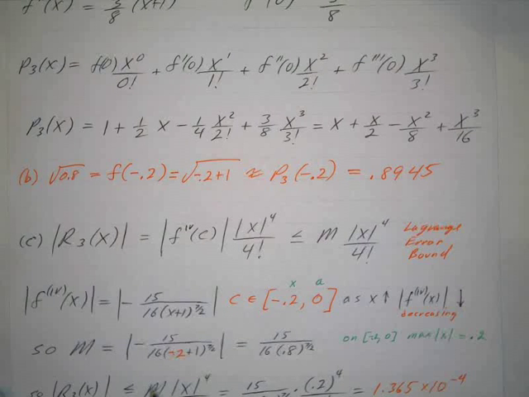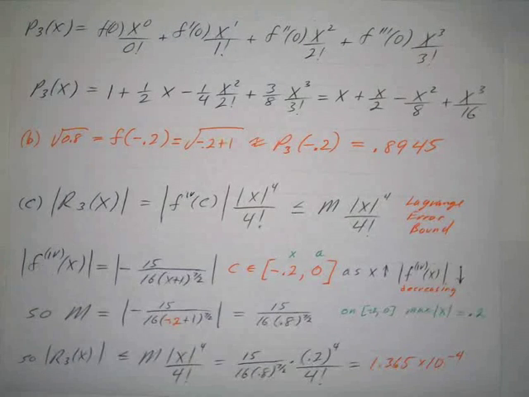So this is going to be m, which is 15 over 16, 0.8, because that was negative 0.2 plus 1, from my derivative, times 0.2, because that's the maximum x can be on this interval, the absolute value of x. Not negative 0.2, but 0.2 because it's the absolute value, to the fourth over 4, and this is what we get. Let me get this up a little higher, sorry about that.